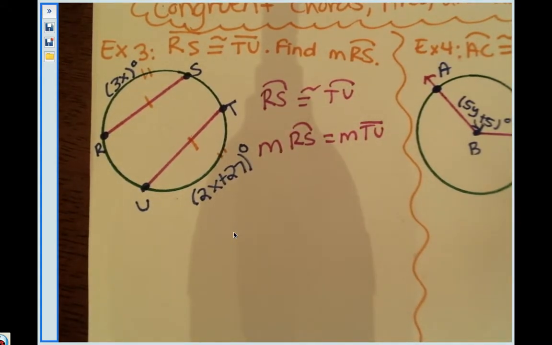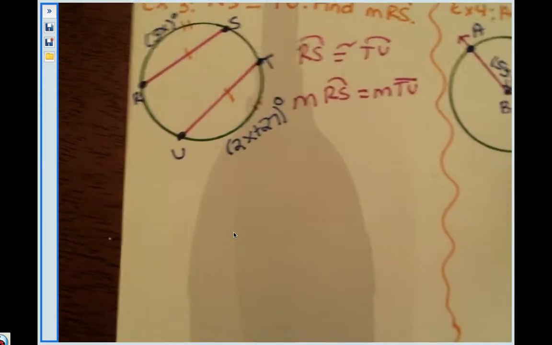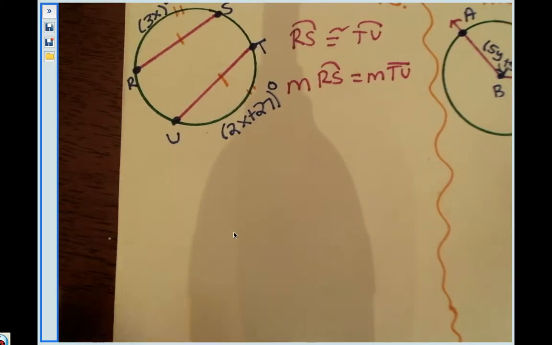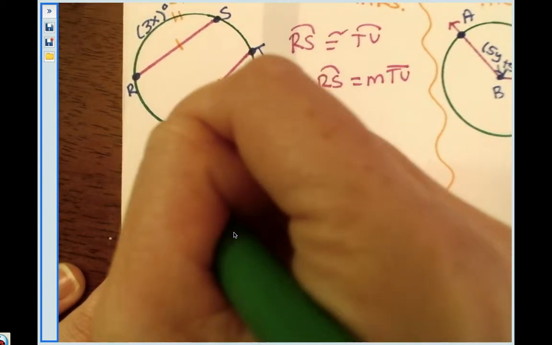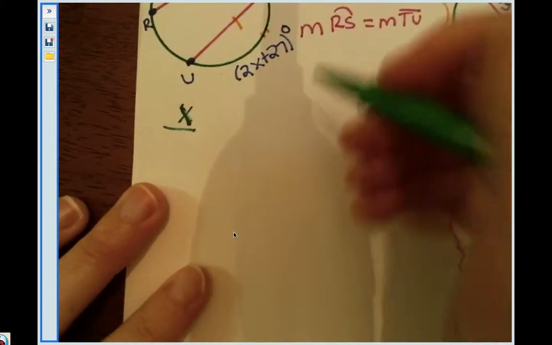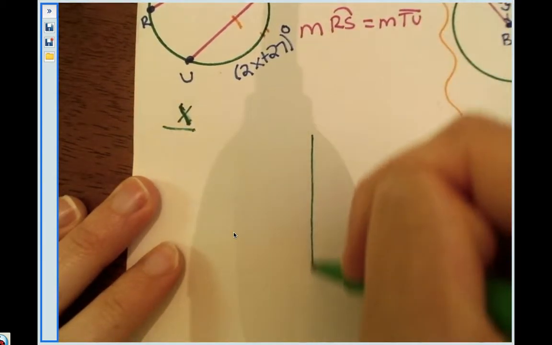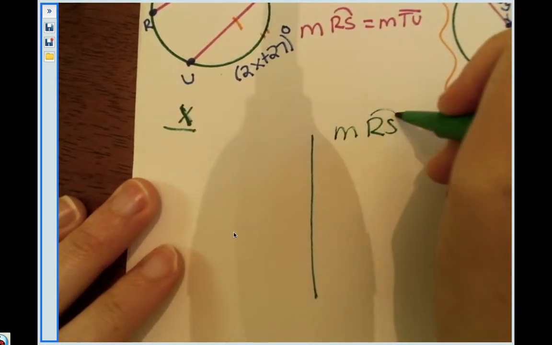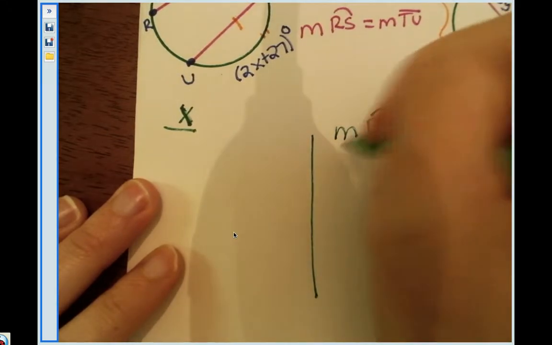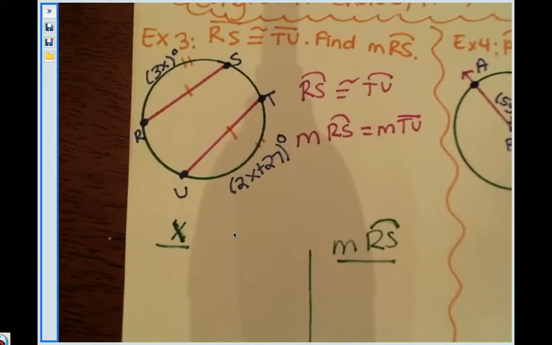So when I set this up, I'm going to set it up with two different things. I'm going to solve for x first. So first we're going to find x. Then using x, I'm going to find the measure of arc RS. Alrighty, let's get going, you guys.